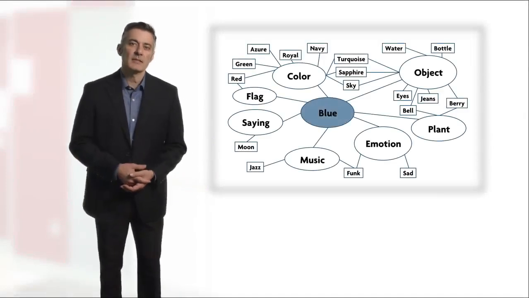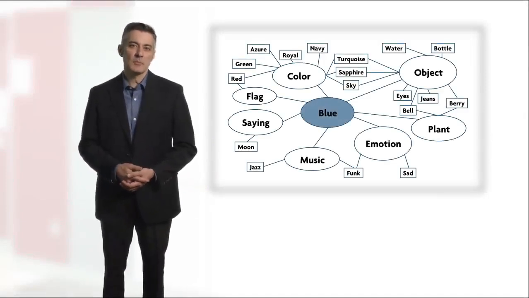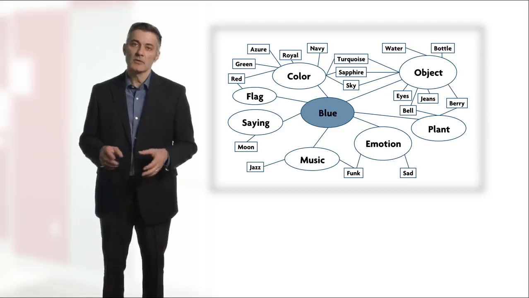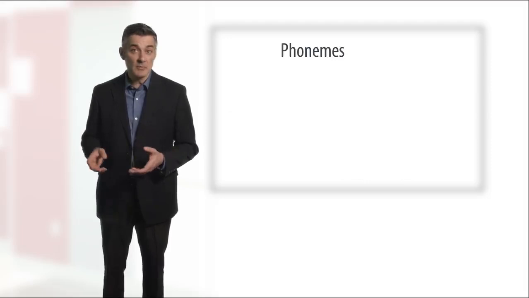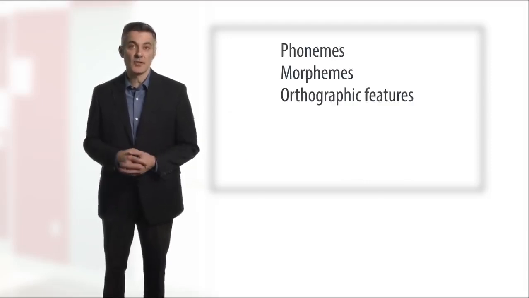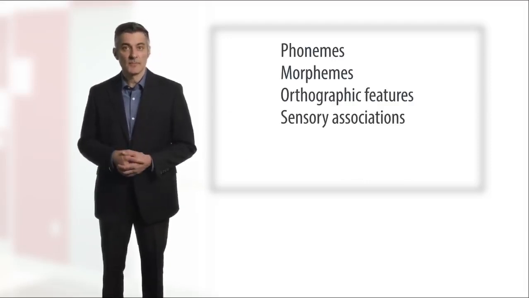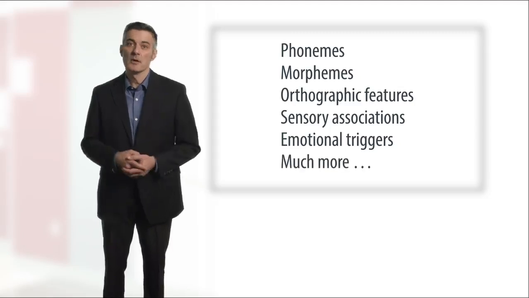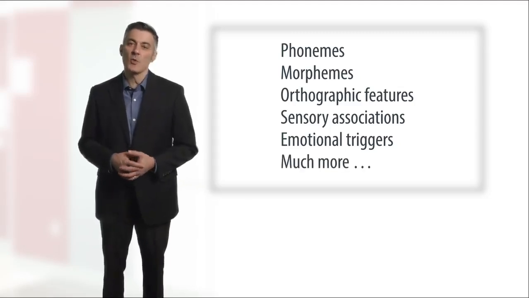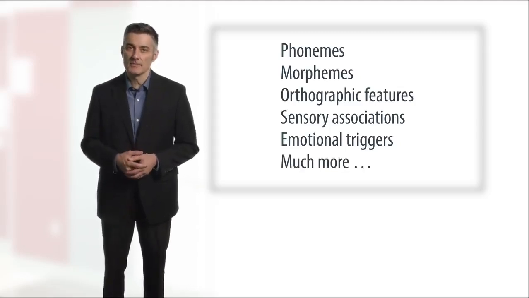Words are more likely to be learned in relation with other words, in categories. As this mind map shows, our brains build networks of associations as we learn a new word. Those associations might include the word's phonemes, morphemes, orthographic features, sensory associations, emotional triggers, and much more. Good instruction touches on a wide variety of these connections.